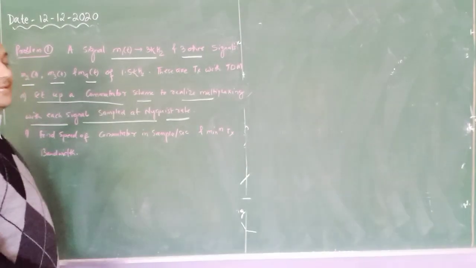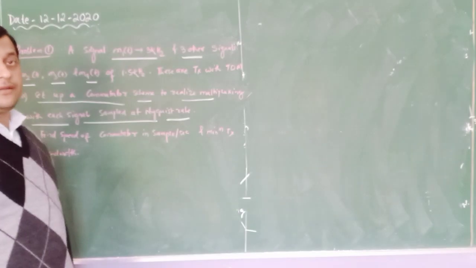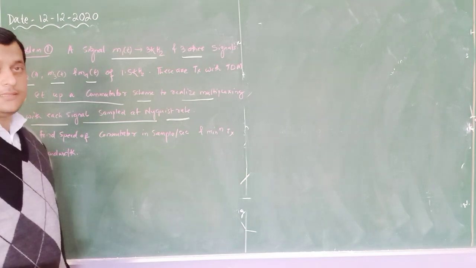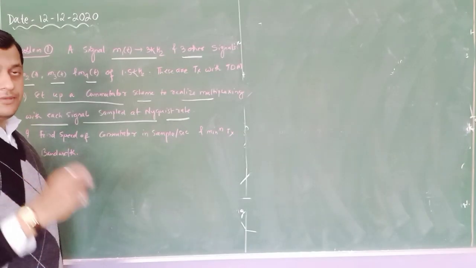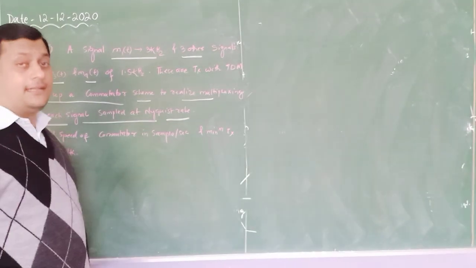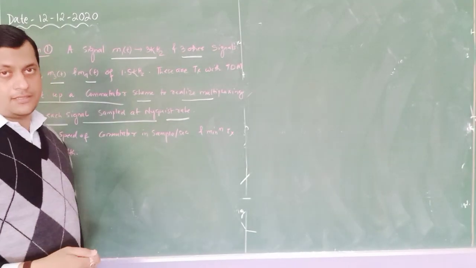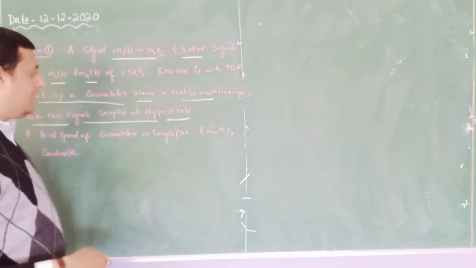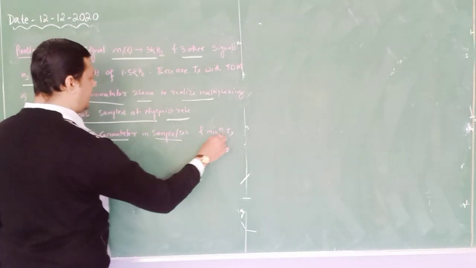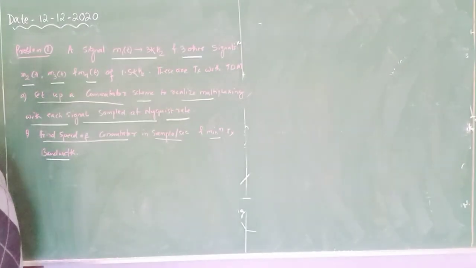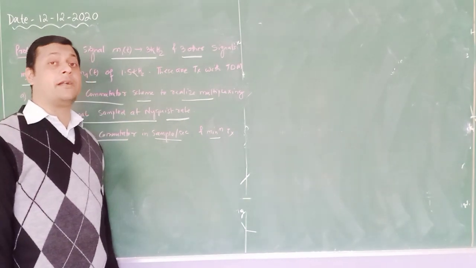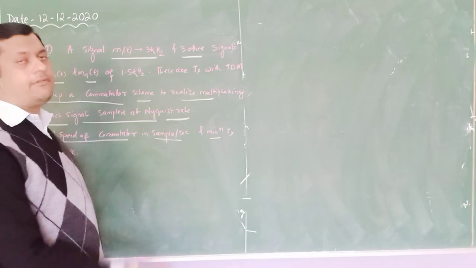While designing that commutator, we have a certain table in which we can identify the number of segments, the number of sampled signals, and the angle separation of each segment, and then we can calculate the adjacent angle for the different segments, for the different message components. Then we need to find the speed of the commutator in samples per second and the minimum transmission bandwidth. Minimum transmission bandwidth means he is indirectly asking about the bit rate. So all these things we need to calculate.